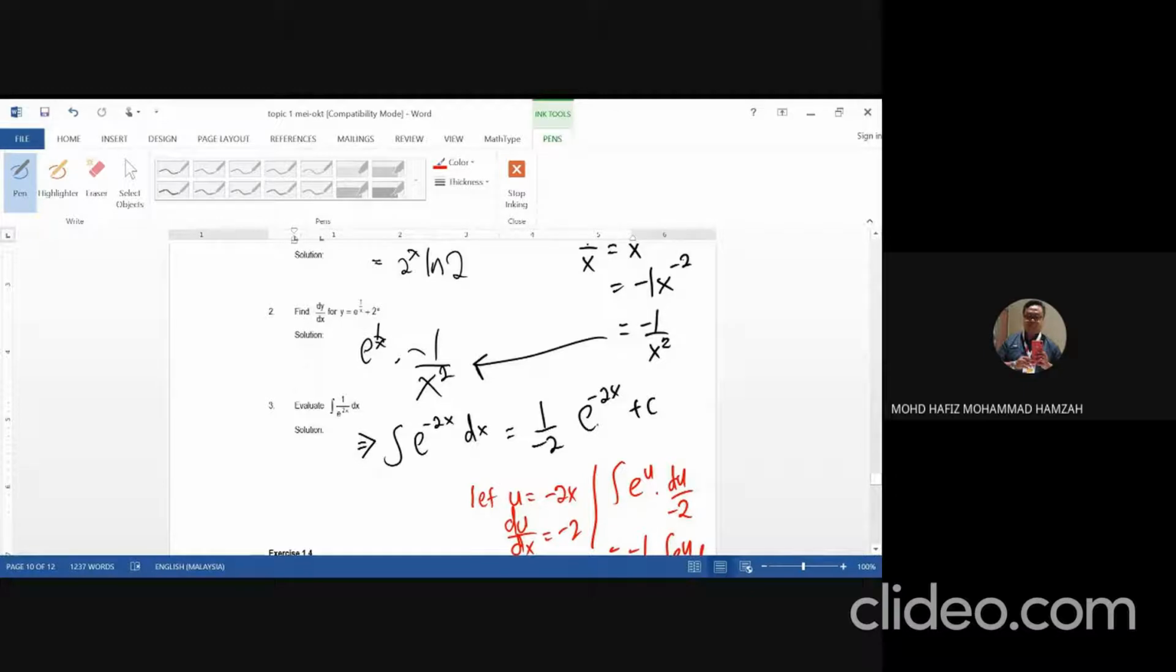Okay, now betul ke di dalam calculus 1? Ke dah lupa? You still remember this one? The integration by using substitution?